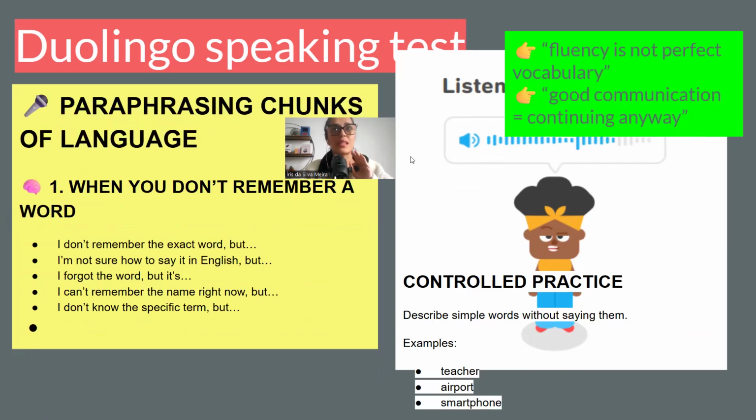So these are some paraphrasing chunks of language. Chunks of language are fixed expressions you can use in certain situations. In this case, paraphrasing.